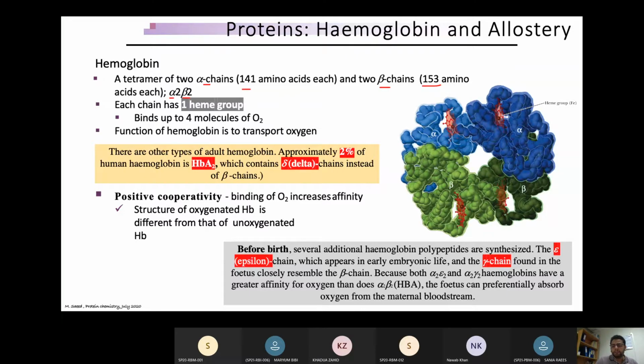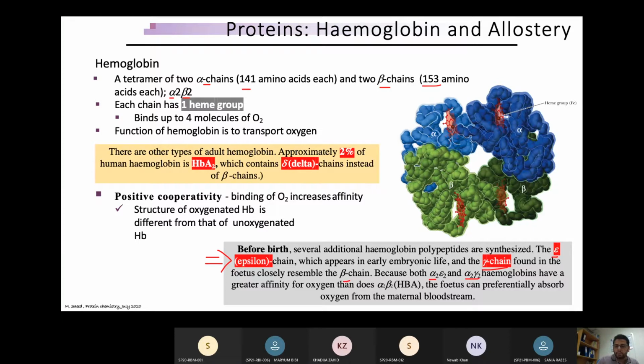For example, there is a hemoglobin which contains the epsilon subunit, and this epsilon subunit is present in the hemoglobin of early embryonic life in the fetus. Similarly, there is a hemoglobin which contains the gamma chain. Of course, these replace the beta subunit, not the alpha subunits. Such hemoglobins are called alpha 2 epsilon 2 hemoglobin and alpha 2 gamma 2 hemoglobin.